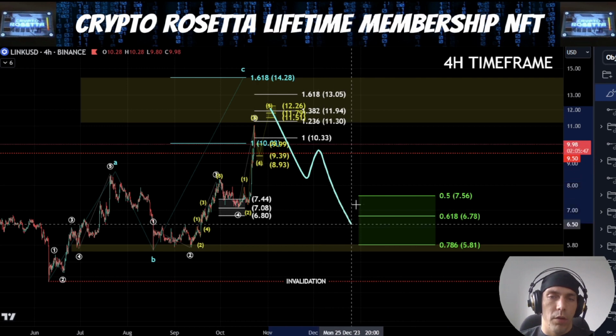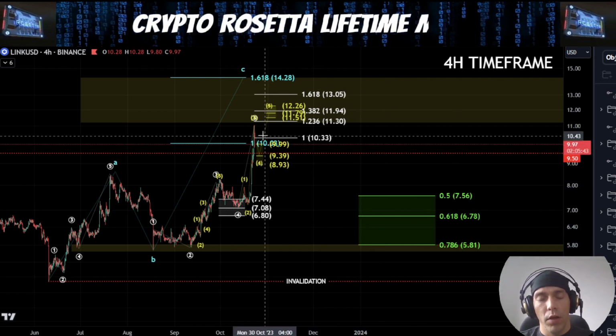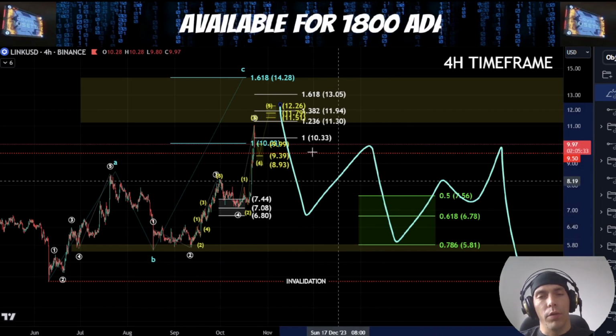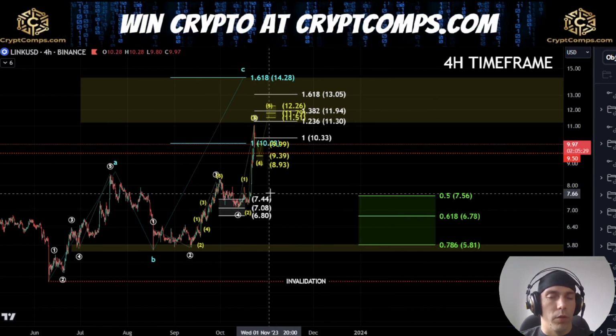If we start to break down in 5 waves, this could align with the idea of the fifth wave to the downside. Alternatively, if we start to break down in a corrective structure, this could be the first leg of the Z wave to the downside. So that's what I'm going to be looking out for within this idea.